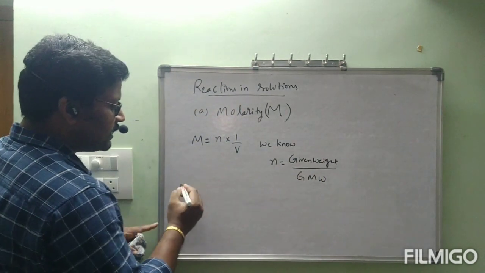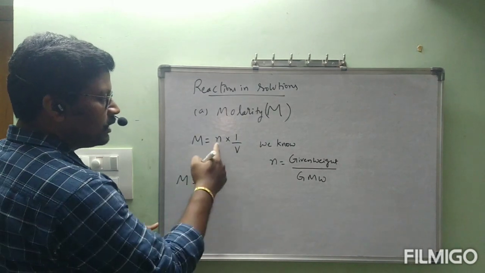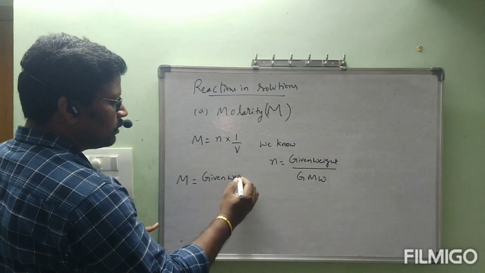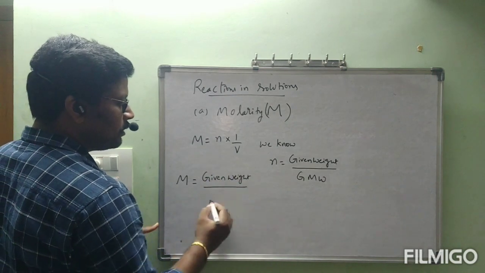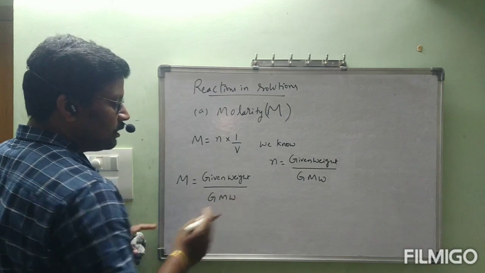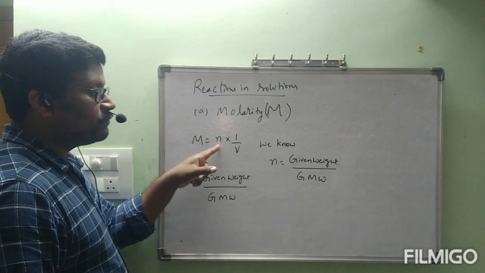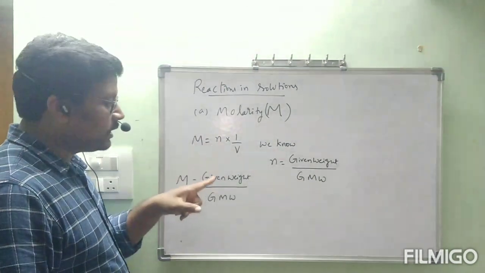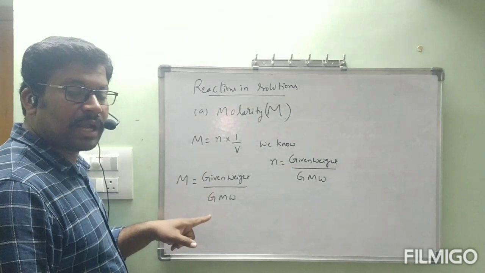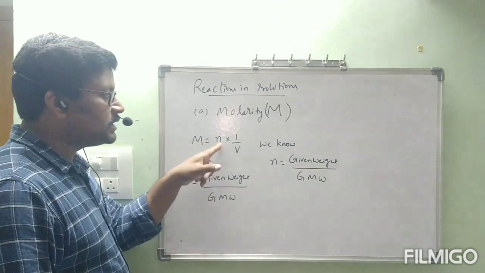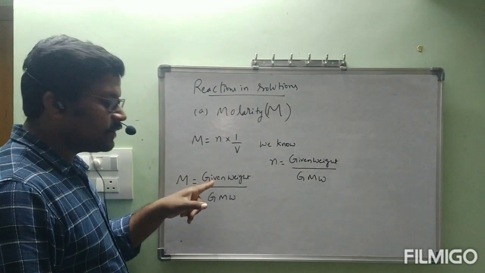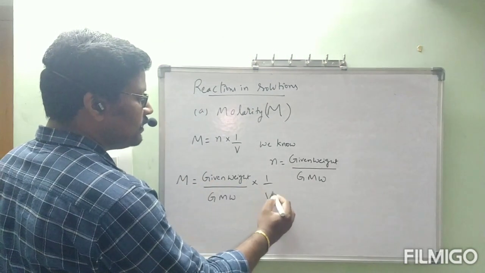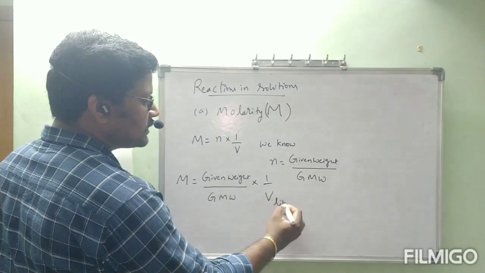So we can write the formula as capital M is equal to the number of moles formula I am writing here: given weight by gram molecular weight. One point here: this is the number of moles of solute only. When we take the number of moles of solute, it is given weight of solute by gram molecular weight of solute, because this belongs entirely to the solute, into 1 by V. This V is in liters.